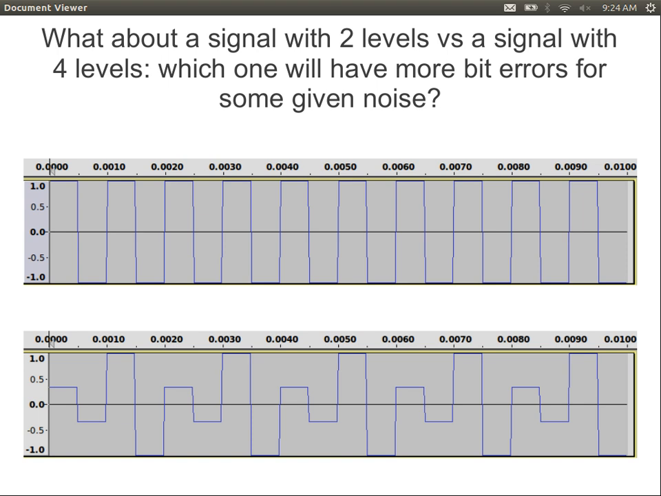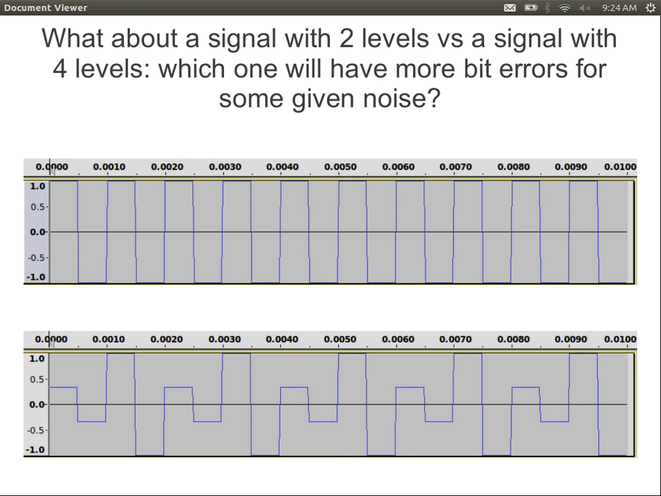Remember, noise is not fixed. Normally, noise is random. It goes up and down. So we talk really about the probability of bit errors. Here we're simplifying just to look at absolute values of the noise level. With the first scheme, we need a large amount of noise to get a bit error. With the second scheme, we need a smaller amount of noise to get a bit error. Therefore, the second scheme is more susceptible to noise.